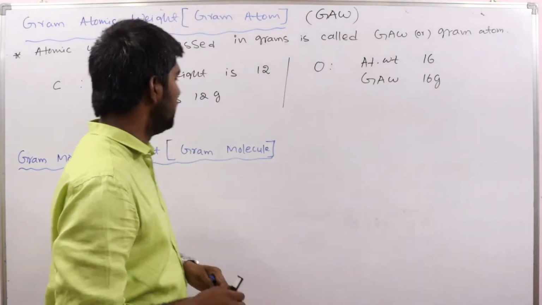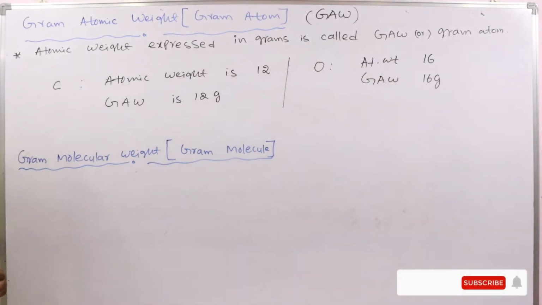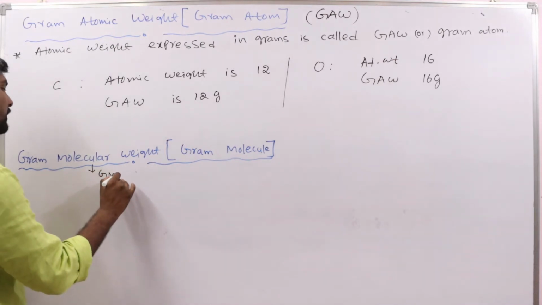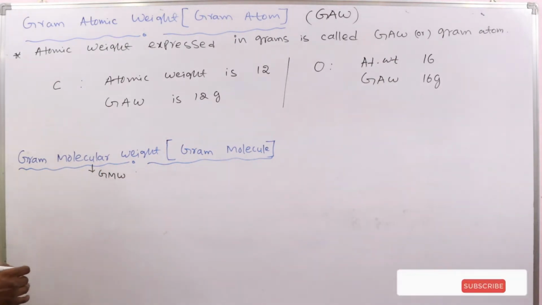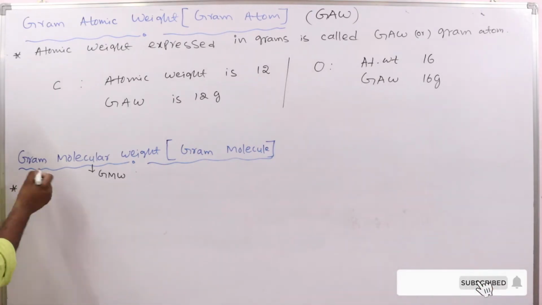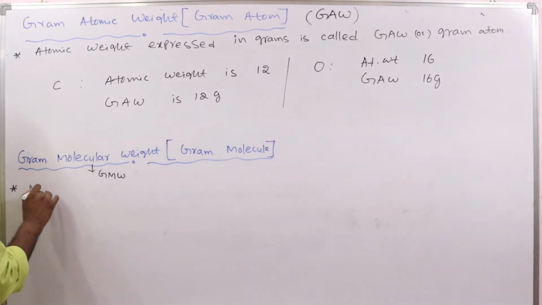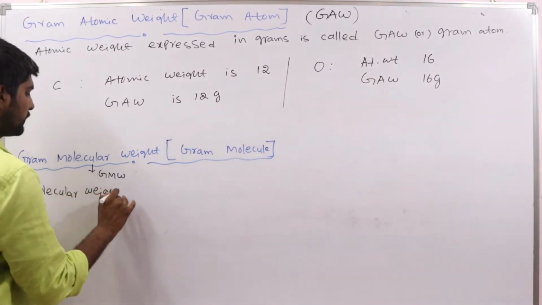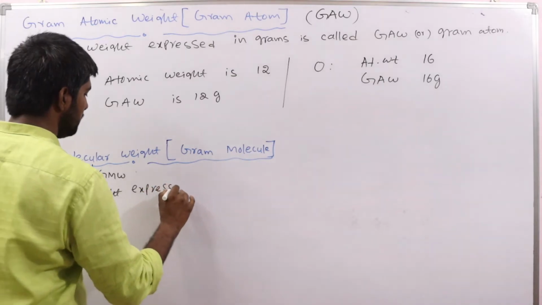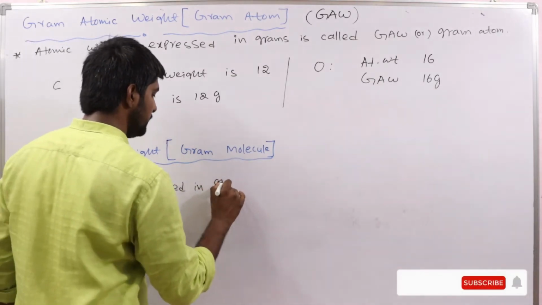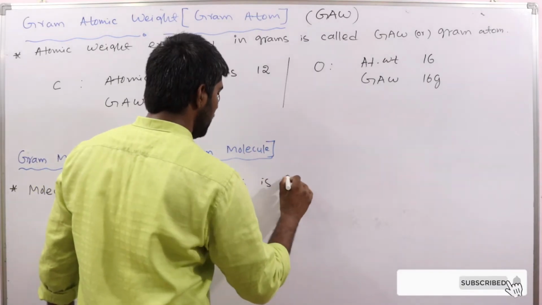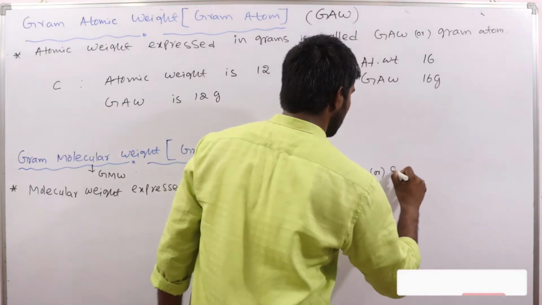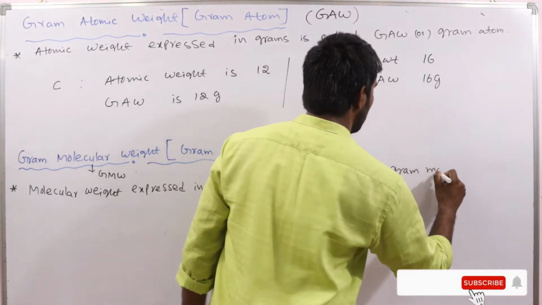In the same manner, what is gram molecule or gram molecular weight? Simply this can be written as GMW, gram molecular weight. This is applicable for the molecules. Molecular weight expressed in grams is called gram molecular weight, or it can simply be called gram molecule.